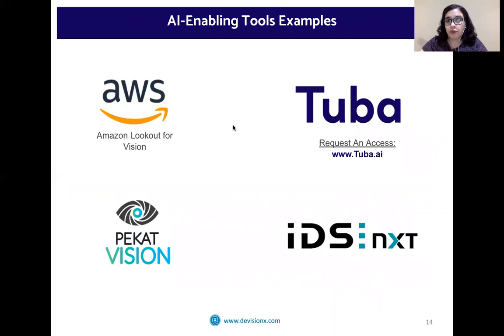These are 4 tools: AWS Amazon Lookout for Vision, Teachable, and Cat Vision Software, and IDS NXT. These are 4 tools enabling the non-AI experts, or let's say the manufacturing experts, to build their own AI vision solution without coding and without experience needed. They are differentiated in some points, like the training. Training can be in the cloud, or it can be on the edge.